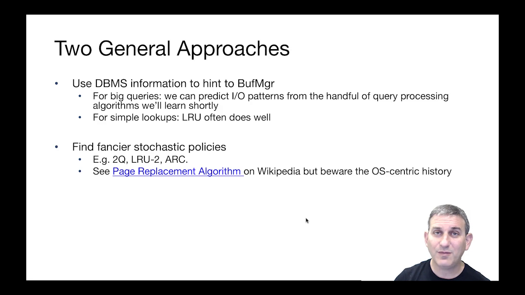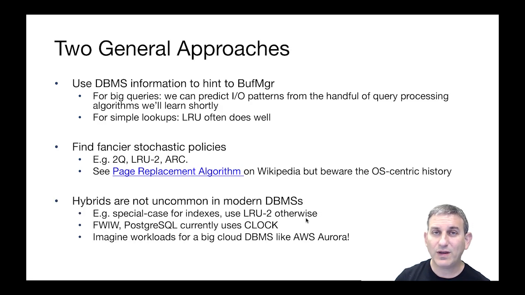I'll warn you that the Wikipedia page tends to frame these things in terms of operating systems and file systems, and doesn't pay attention to the kinds of workloads we see in databases. So if you really want to learn about these things, you should go read the papers, many of which actually come from the database literature. As I said, it's quite common to use hybrid schemes in modern databases. For example, some systems have a special policy for index files that's different from heap files. They'll use, say, LRU-2 for their heap files, and they'll use something special for disk index files.